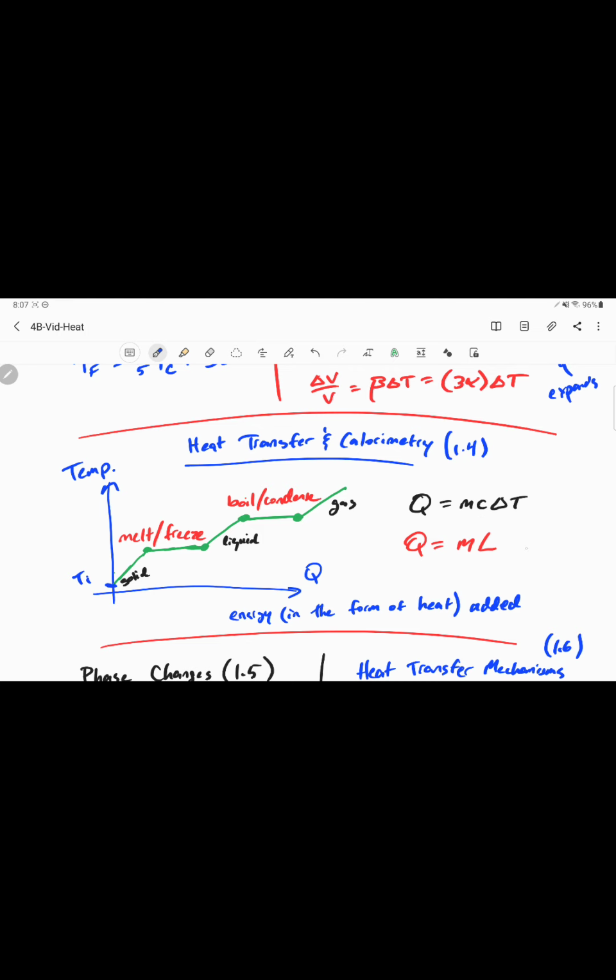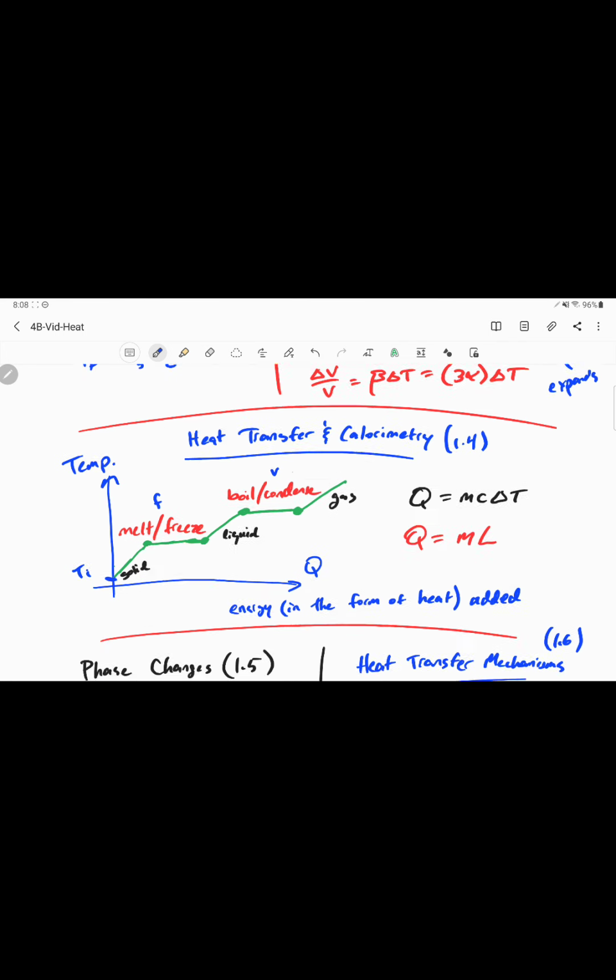So the C was called specific heat, the L is called latent heat. There's a latent heat of fusion for this one, and a latent heat of vaporization for this one. Okay, so you'll see two different latent heats depending on which phase transition you're talking about. Right? F for fusion and V for vaporization.